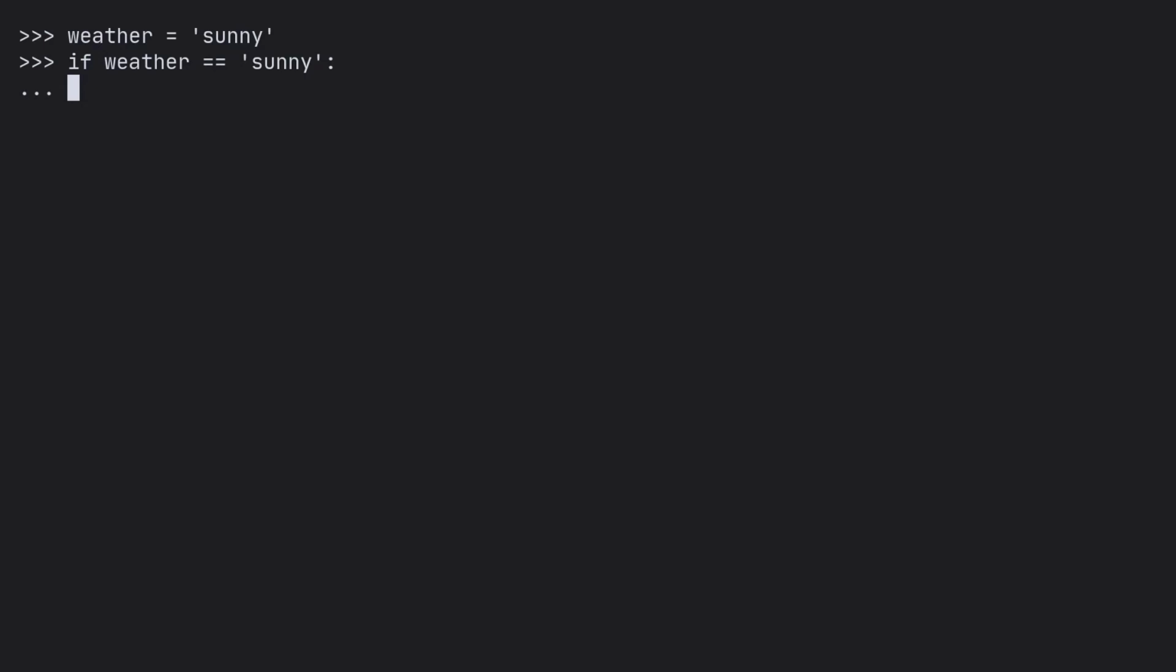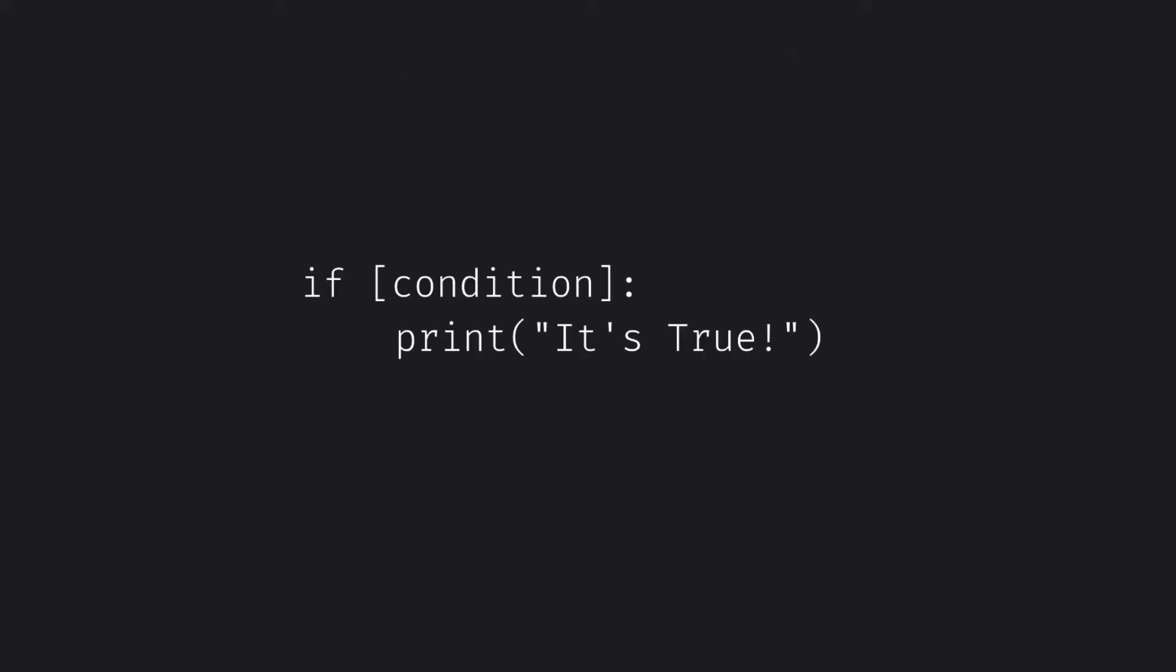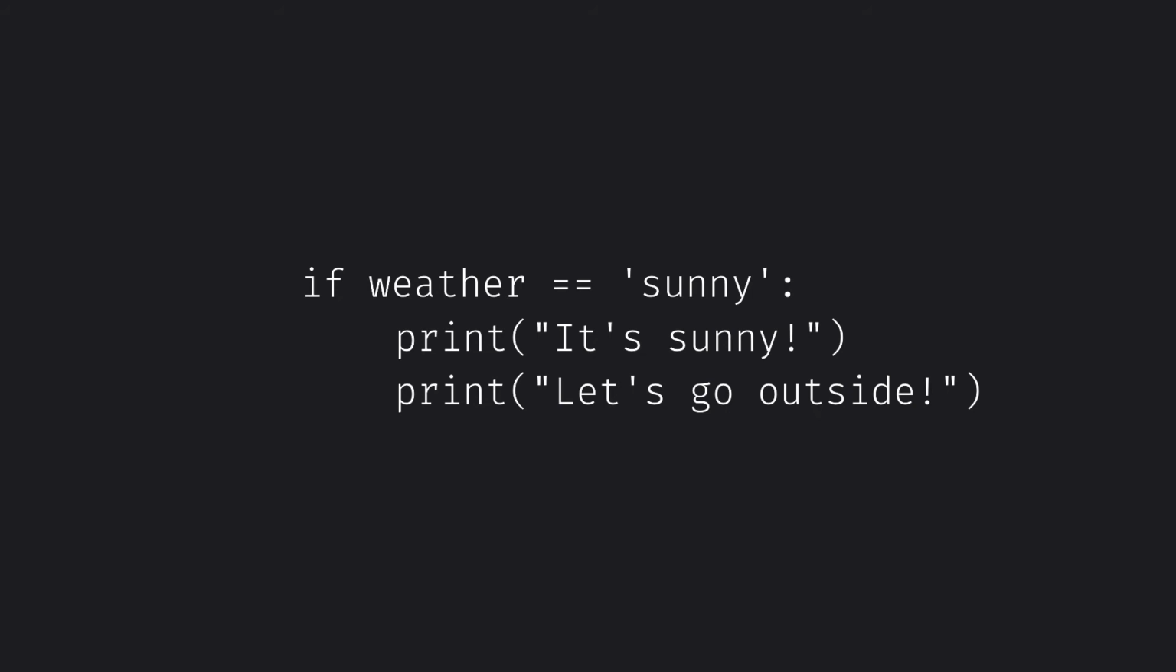These 3 dots mean that Python is waiting for you to type a code block. A code block in Python is just one or more lines of code that are indented by the same amount to create the body of the if statement. This code block will only be executed if our condition is true. So if the weather is sunny, we can print it's sunny, let's go outside.